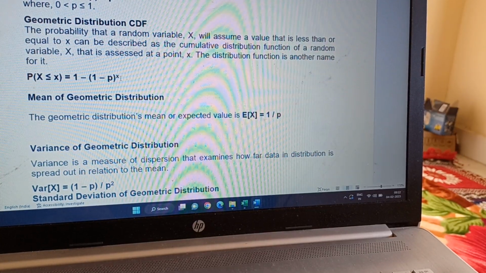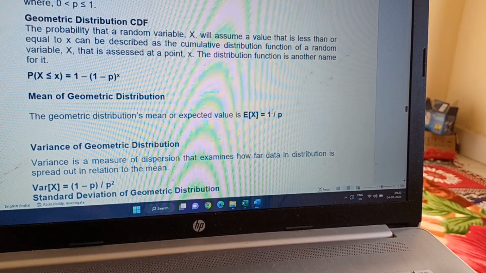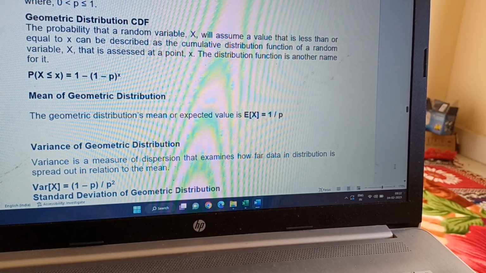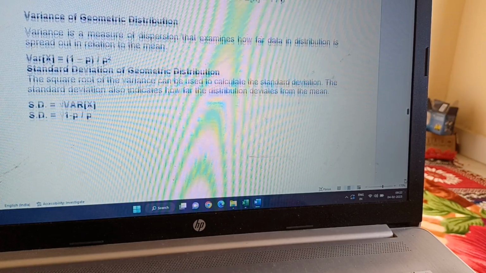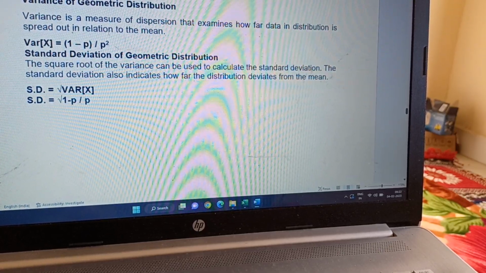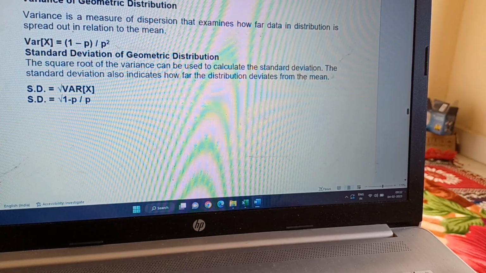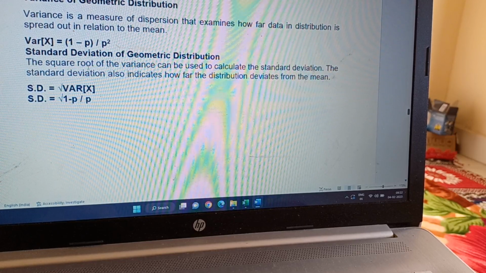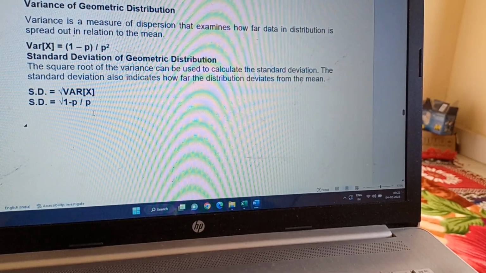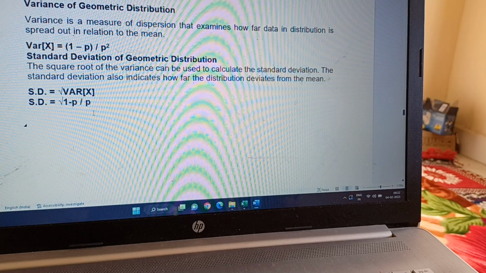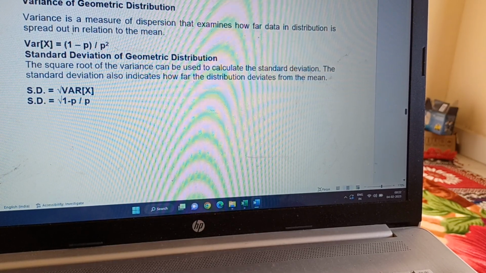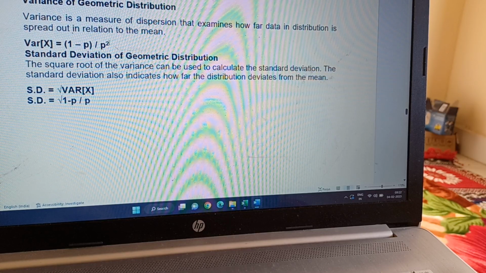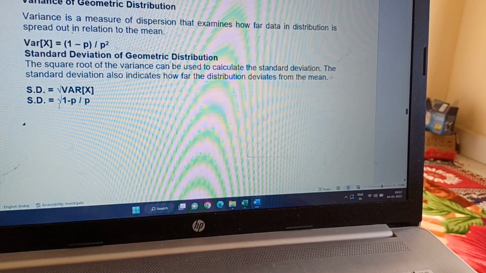And like before, what is the mean? The mean is 1 by p, and then I will go for variance also. So variance is q by p square, and the standard deviation is under root of this variance. So that becomes root of 1 minus p, by p, because under root of p square is p. So that's why we have this standard deviation.